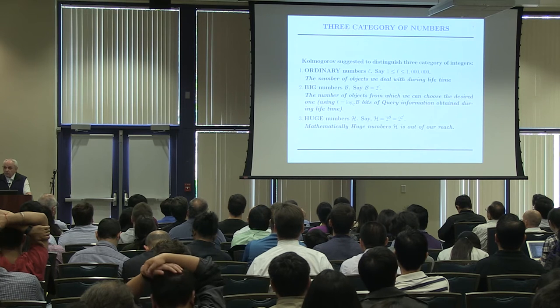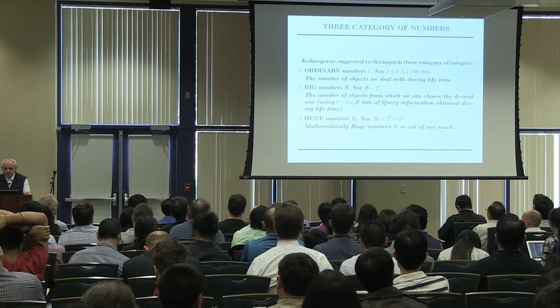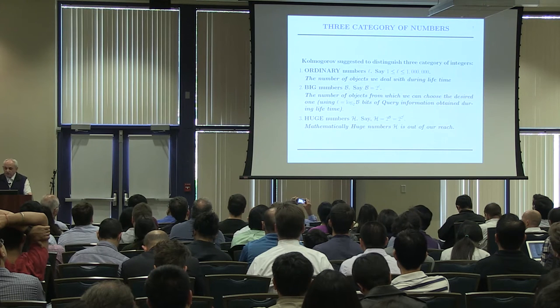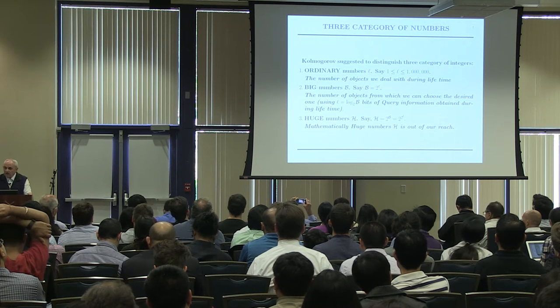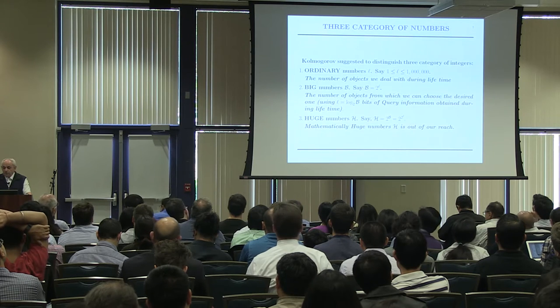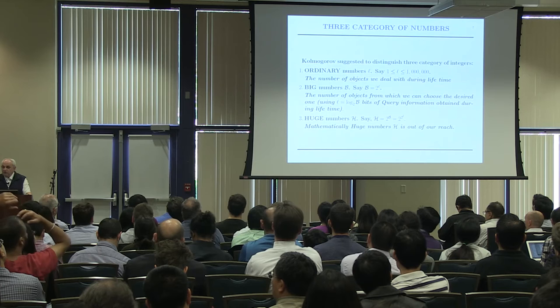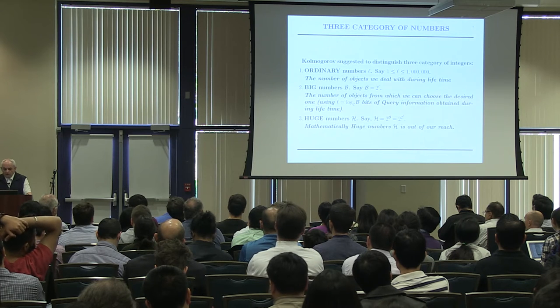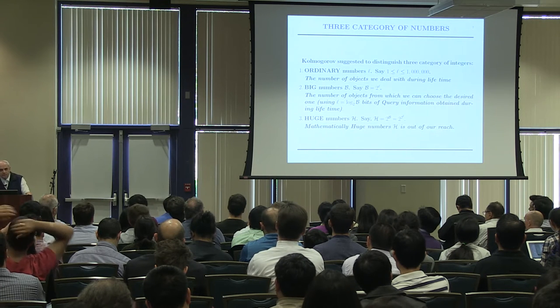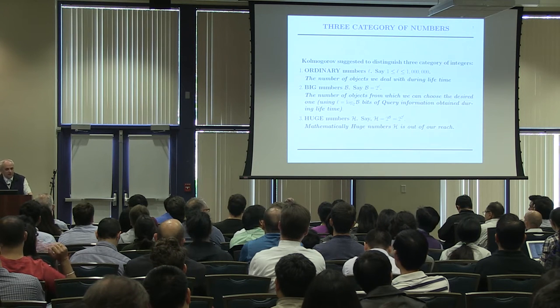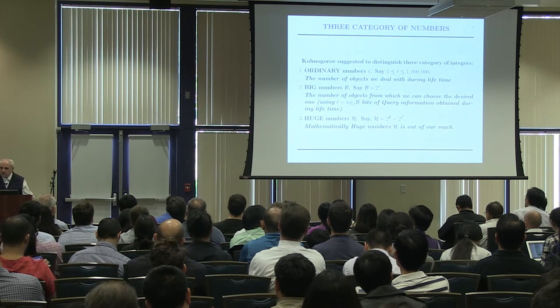2 to the L, where L is an ordinary number. And this is the number of objects from which we can choose the desired one using an ordinary number of examples. But there is a huge amount of functions, 2 to the 2 to the L. And what can we do about that?